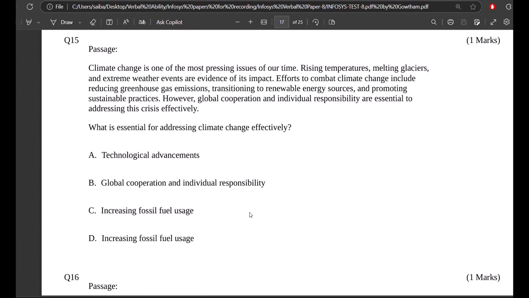Next one, what is essential for addressing climate change effectively? If you look at the last line, however, global cooperation and individual responsibility are essential to addressing the crisis effectively. So global cooperation and individual responsibility. So for our question number 15, option B is the answer.